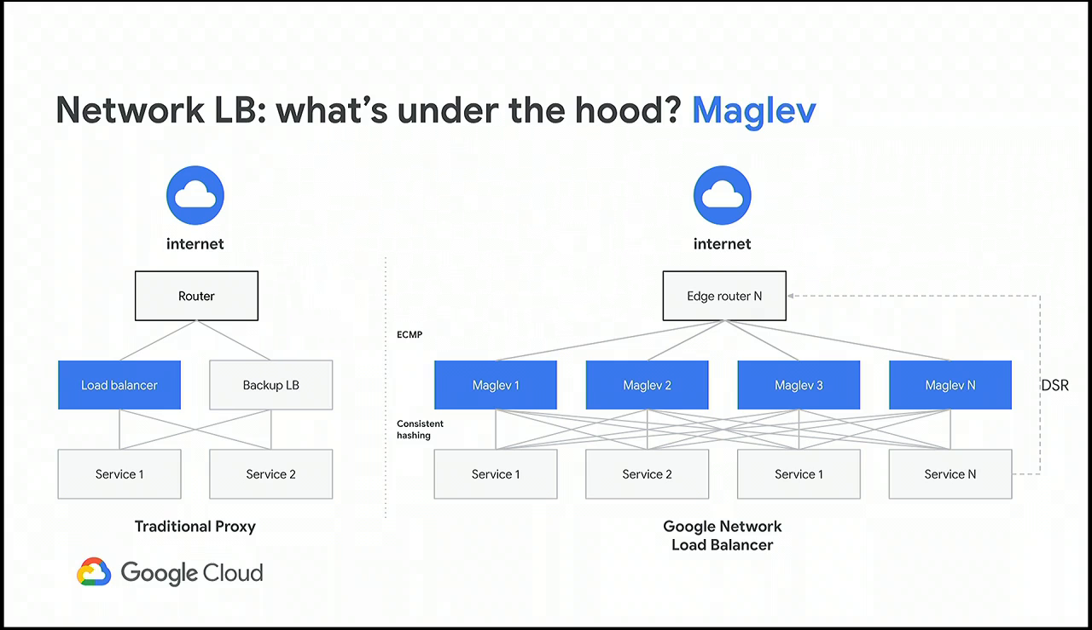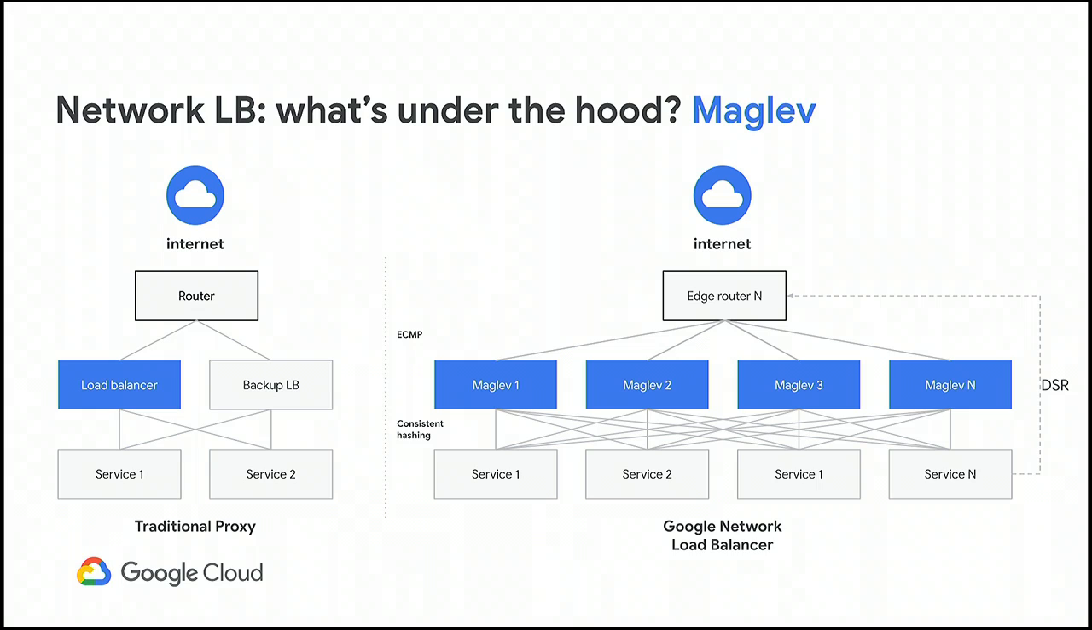The way it works is that the Maglevs advertise the virtual IP address of your load balancers, all of them, to the peering router. The peering router then uses equal cost multipath to distribute the flows to the Maglevs.